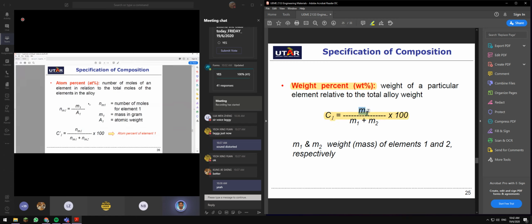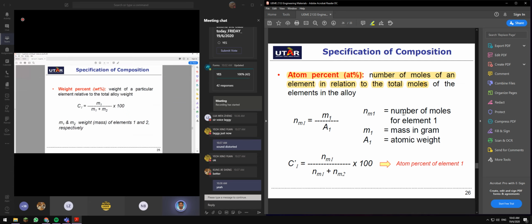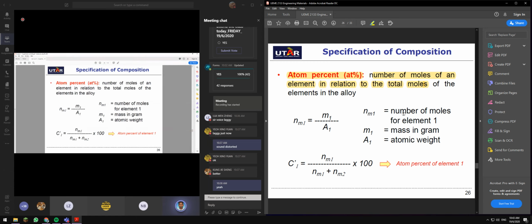Next, atom percentage. Atom percentage is in terms of the number of moles of an element in relation to the total moles of the elements in the alloy. All right. Before I go further, essentially both are almost the same. Weight percentage is in terms of the total weight, atom percentage is in terms of the total moles in the material.